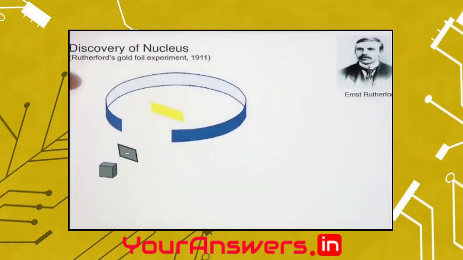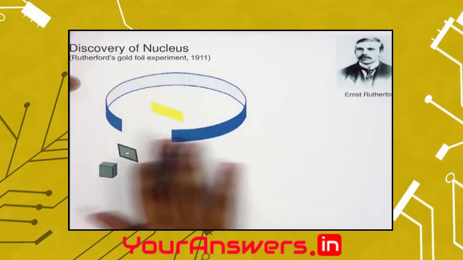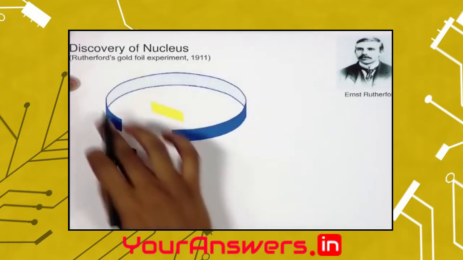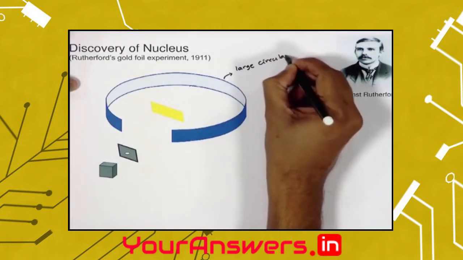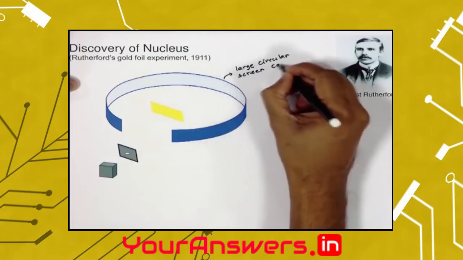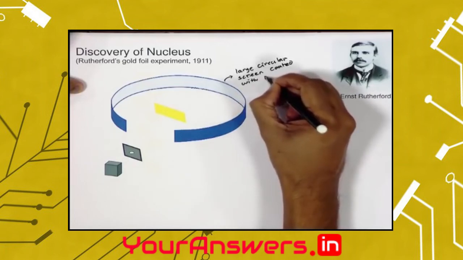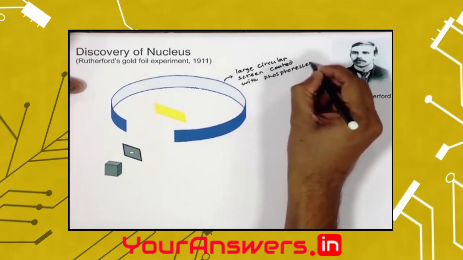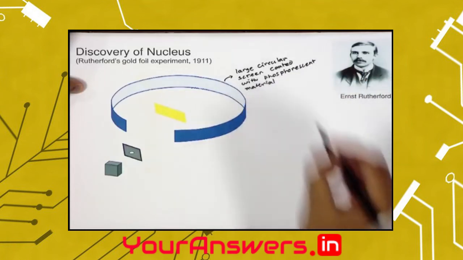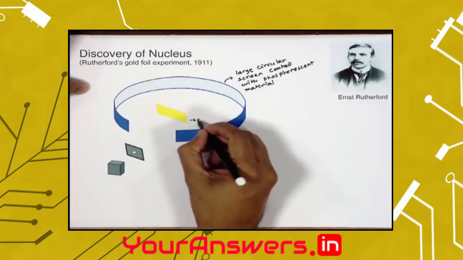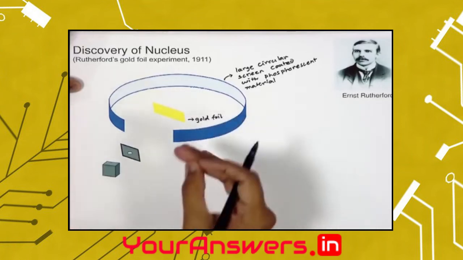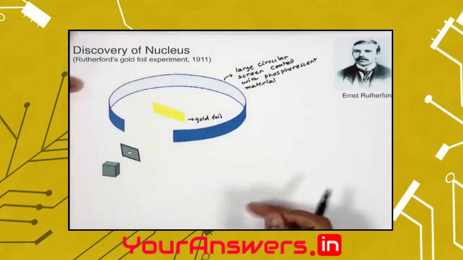One such experiment was carried out by Rutherford, which is famously known as Rutherford's gold foil experiment, that was carried out in the year 1911. The experimental setup is shown something like this, where you have a large circular screen which is coated with phosphorescent material. Again, you can use zinc sulphide. So, the inside is coated with phosphorescent material. He has used a gold foil here. Gold foil is a very thin foil that is kept in this way. It is just like a piece of paper.